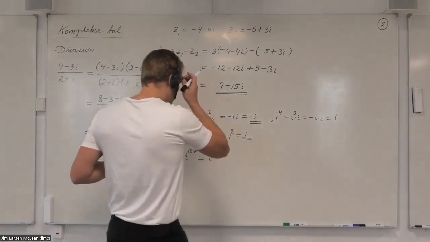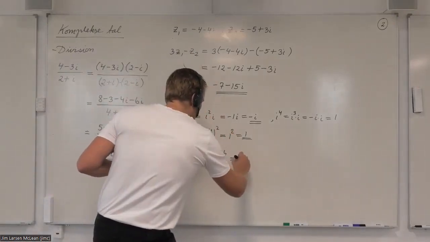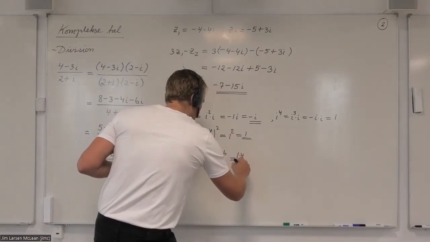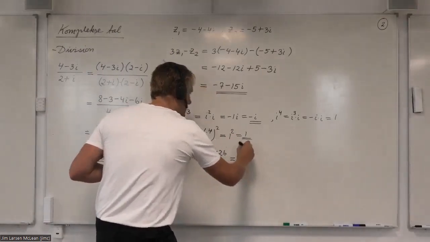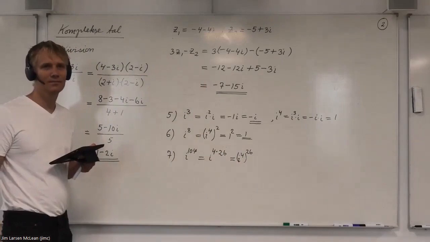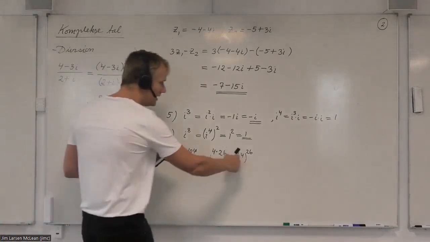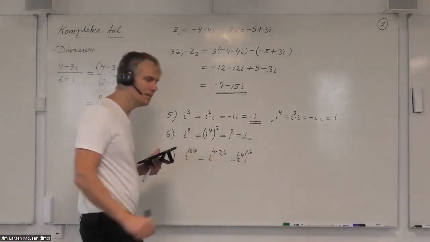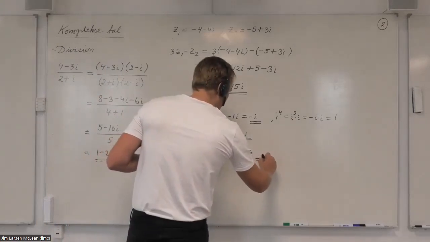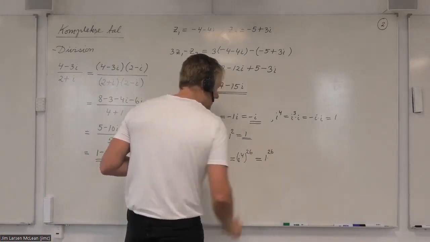So I can write it like this: i to the 4th power, raised to the power of 26, because we know you multiply the exponents. And i to the 4th, I know, gives me 1. So it actually stands there: just take the number 1 and multiply it by itself 26 times.